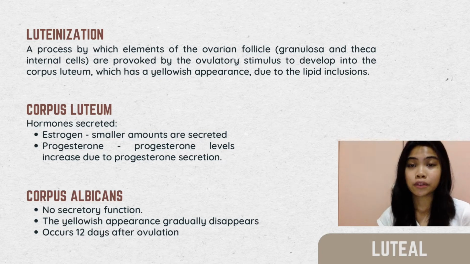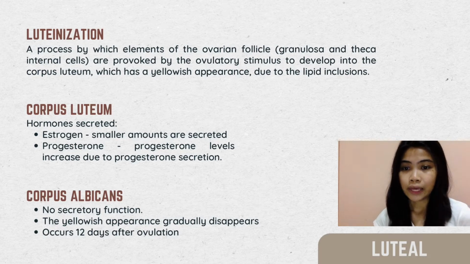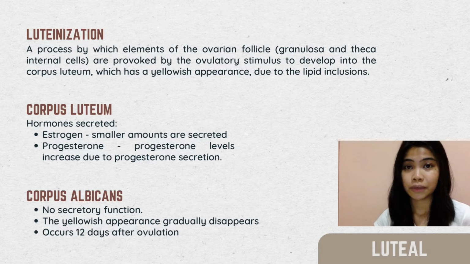So yung corpus luteum is immediately formed after ovulation, and it has the ability to secrete hormones. So these hormones are progesterone and estrogen. So after 2 weeks, the corpus luteum will shrink and turn into a corpus albicans. So yung corpus albicans has no secretory function, so therefore, the progesterone and estrogen levels will eventually drop. And that's the time the menstruation begins.